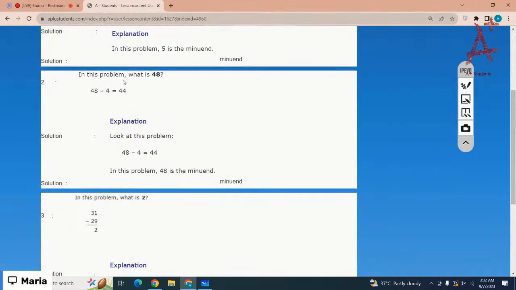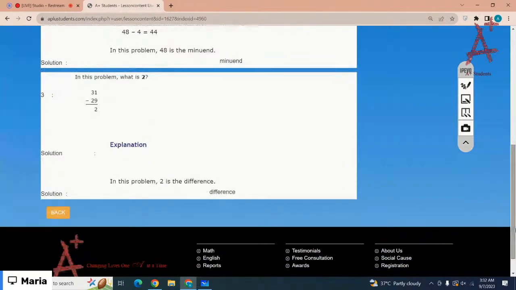The next one is, in this problem, what is 48? So you're going to subtract 4 from 48. So 48 must be minuend. And because you're subtracting 4, so 4 is subtrahend, right? In this problem, what is 2? 2 is the difference of two numbers. So 2 is just the difference, right?